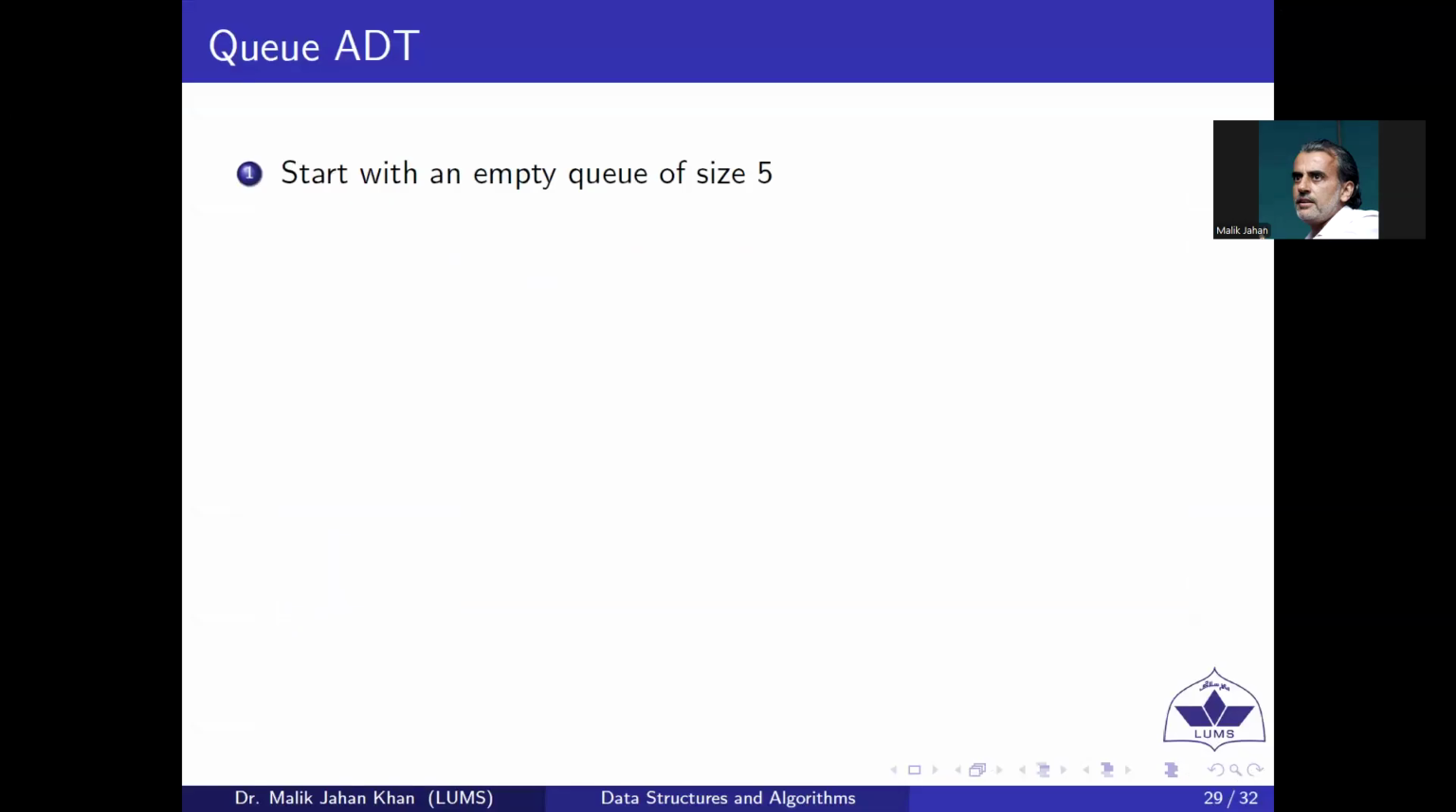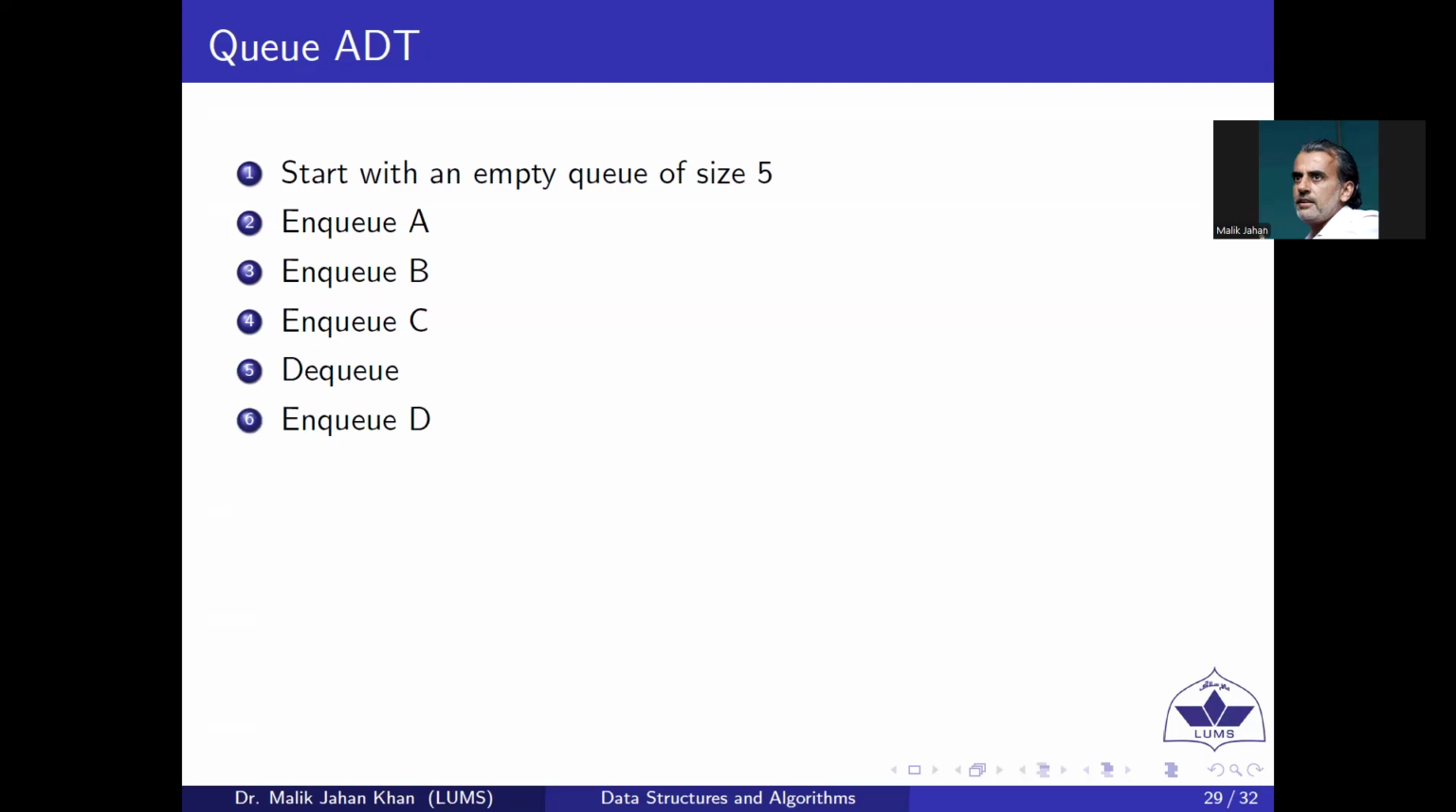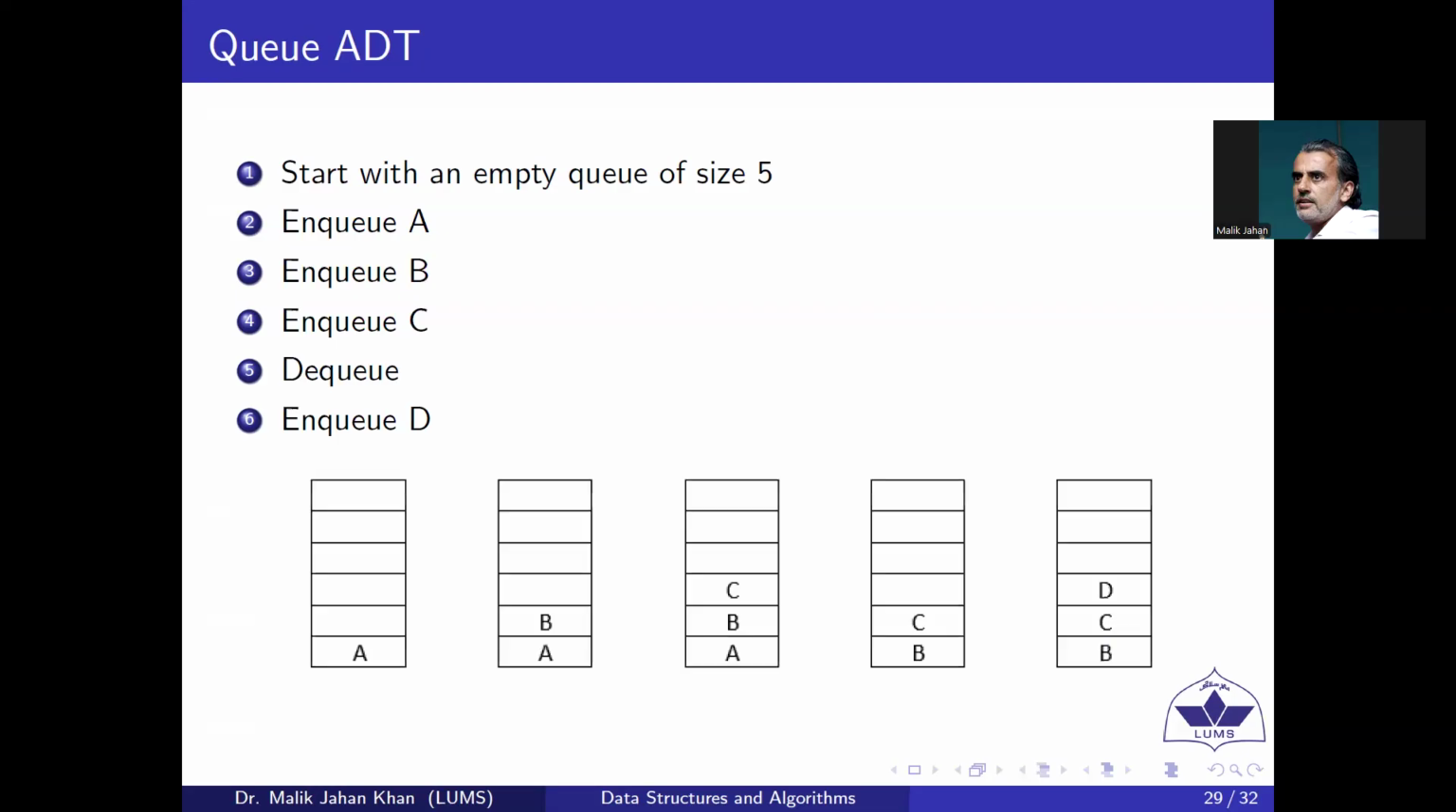So start with an empty queue of size 5. Perform these operations: enqueue A, which means add element A to the queue, add element B to the queue, then add element C to the queue, follow the sequence, then dequeue, then enqueue D, and show the queue after each of those steps. Pause the video, try to do it on your own on paper, and then verify the answers.